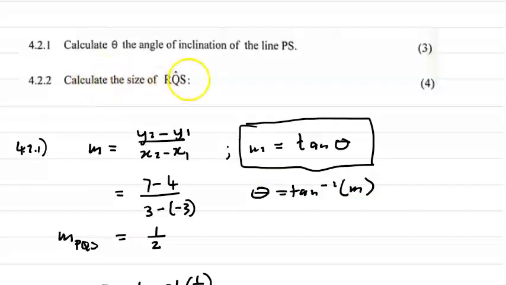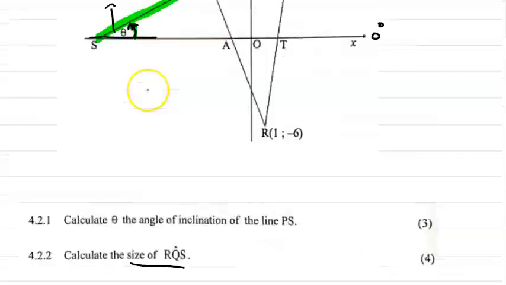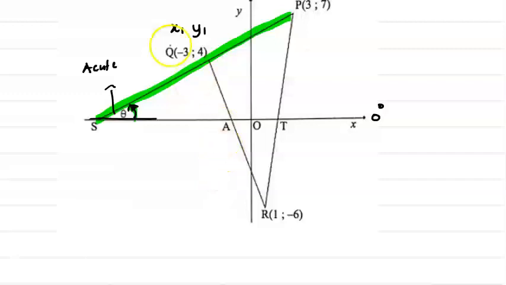Calculate the size of RQS, and this is the focus of today's lesson. So let's look at RQS. RQS is part of this angle, so it will be the angle in between here. So this is the angle between two lines using angle of inclination, which is the title of today's video lesson. To find that particular angle, we need to find this angle of inclination here, and we're going to call this angle of inclination alpha.